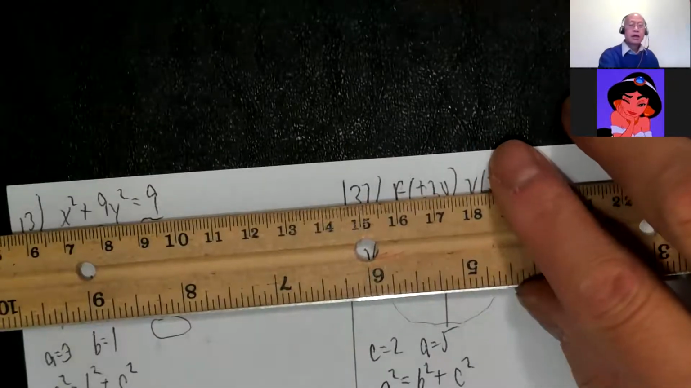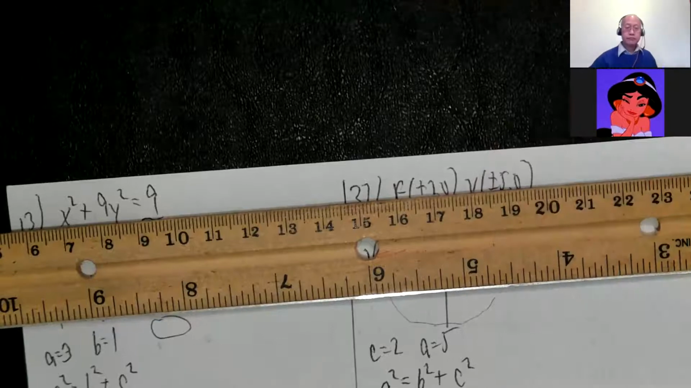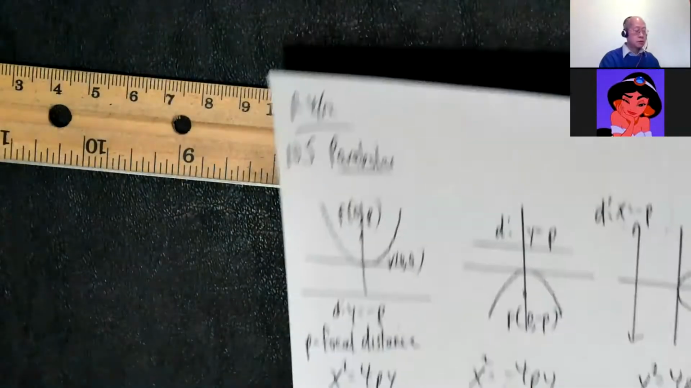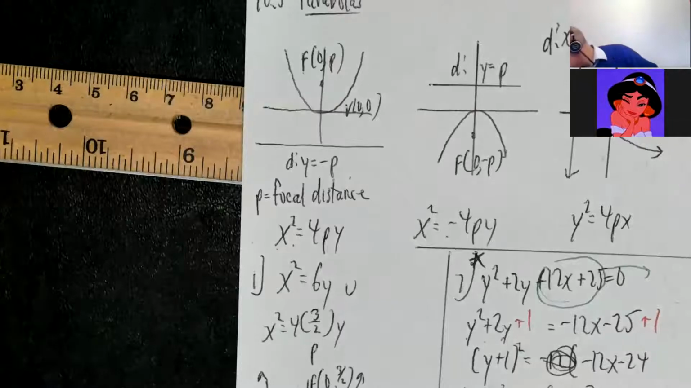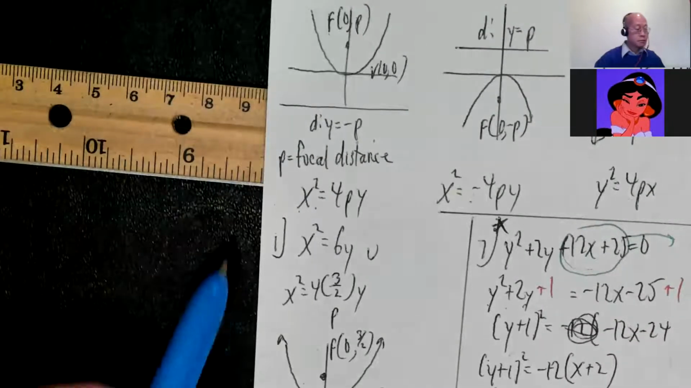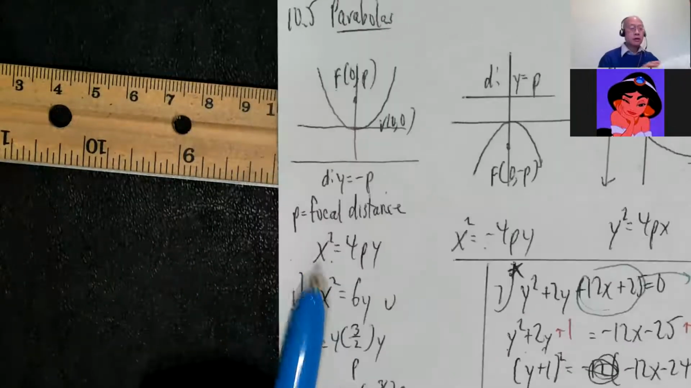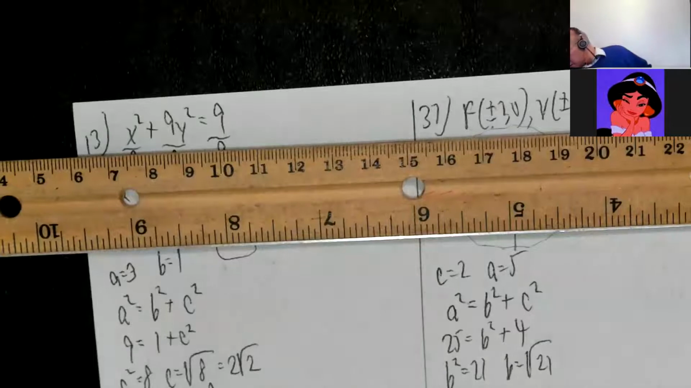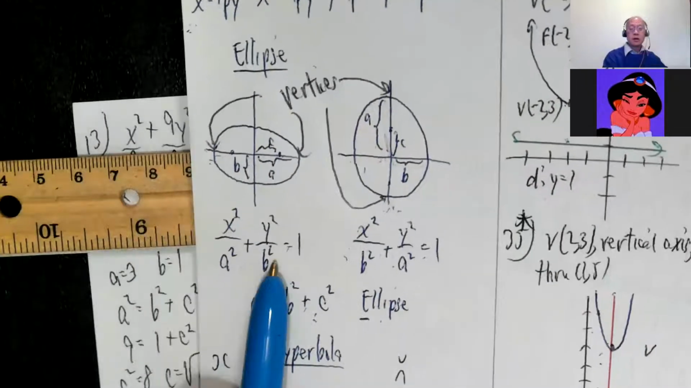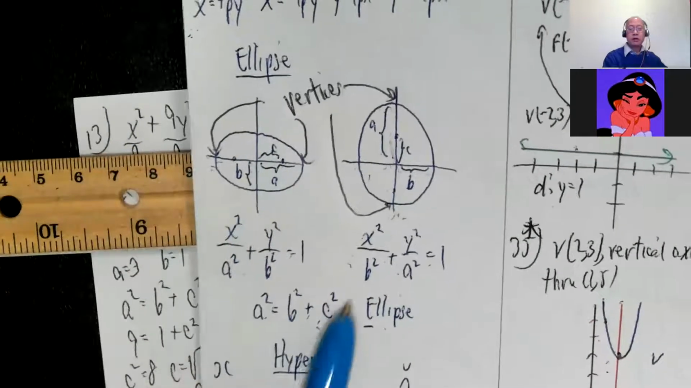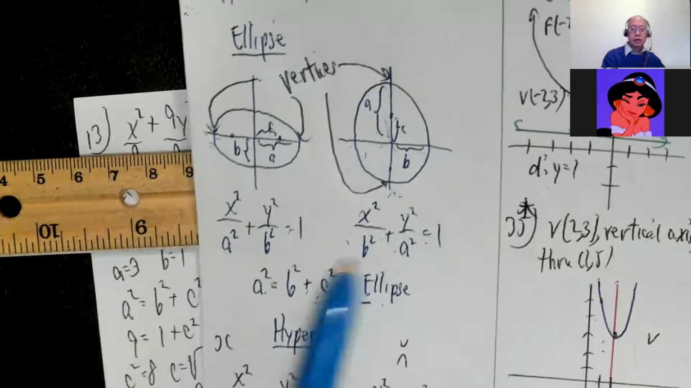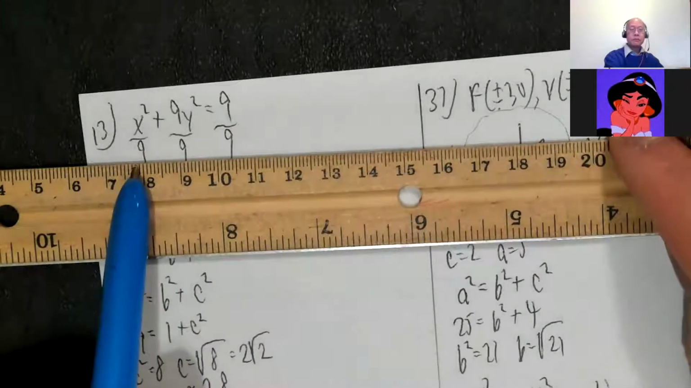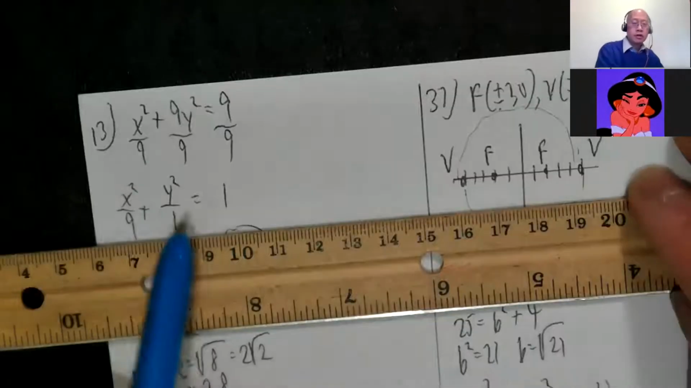13. X squared plus 9y squared equals 9. By formula, I'm supposed to have a 1 on this side. X squared over a squared plus y squared over b squared equals 1, or x squared over b squared plus y squared over a squared equals 1. Right now it's a 9. So I just divide both sides by 9. So I get x squared over 9 plus y squared over 1 equals 1.